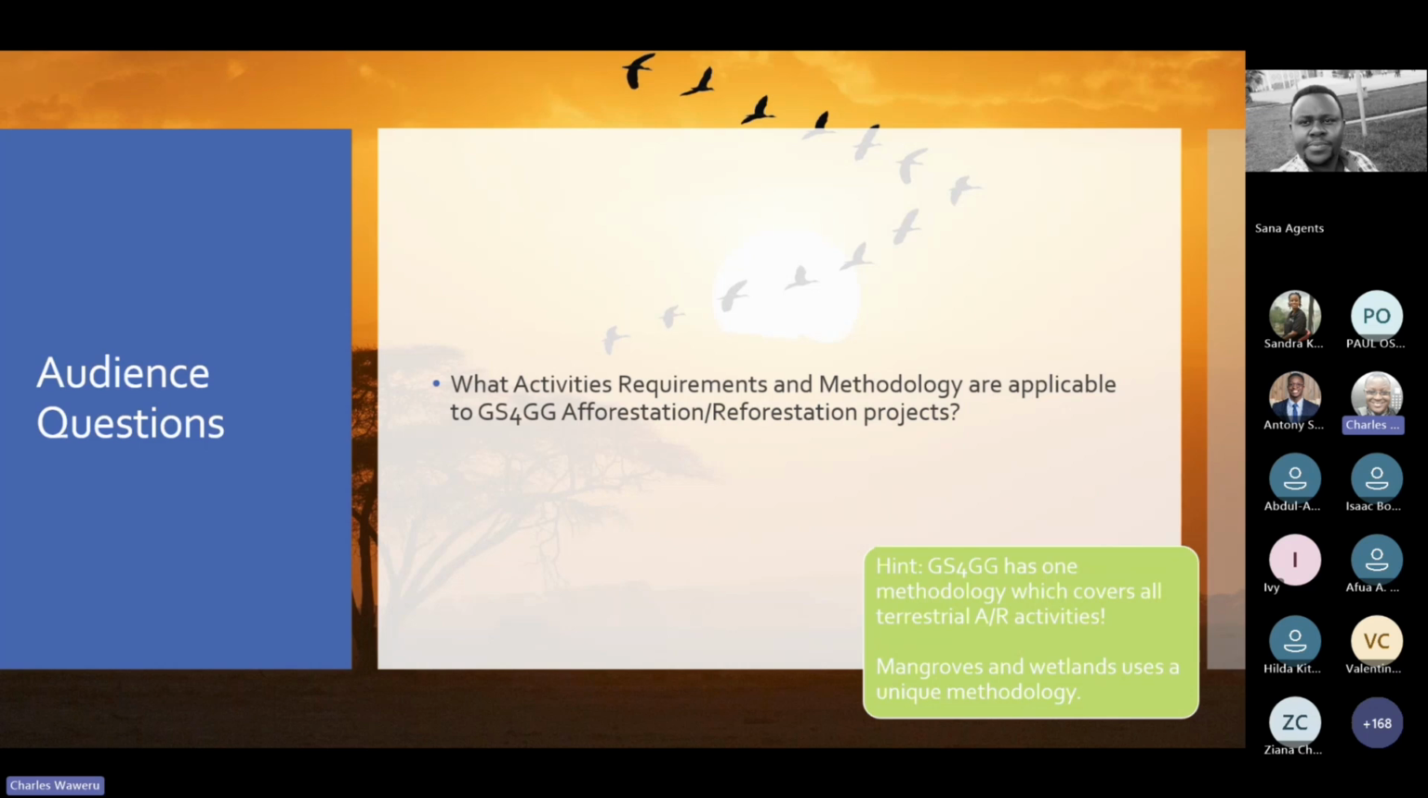And of course, I've spoken a bit about mangroves and wetlands. These are a very, very unique ecosystem. You'll find that most standards, whereas they have a methodology for ARR, have another unique methodology for mangroves, wetlands, peats, all those kinds of ecosystems.